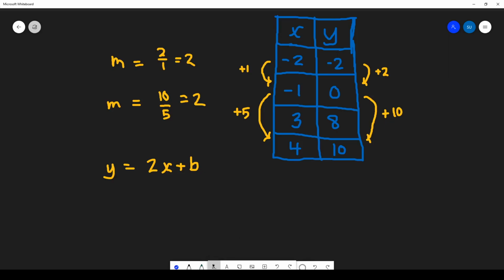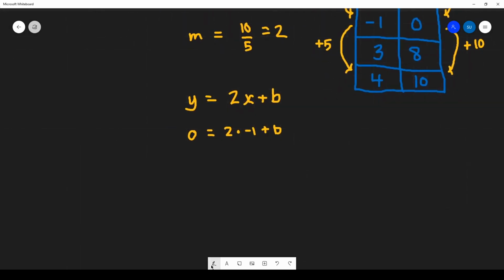So what we're going to do here is, let's take the point, for example, negative 1, 0. So the y value is going to be 0, so for y, we're going to plug in 0. And then for x, we're going to plug in negative 1. So 2 times negative 1 plus b. Now we can evaluate, and we see that 2 times negative 1 is negative 2. So we'll break this down some more. 0 equals negative 2 plus b.